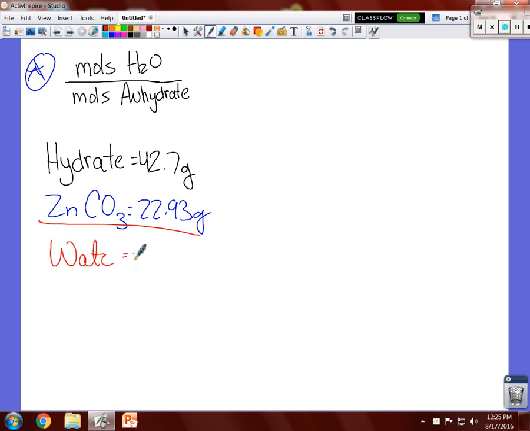Now, how did we know? And this is a laboratory style question. How would you know how much of the original 42.7 is 22.93 zinc carbonate? What would you have to do to determine that? Experimentally. Not boil it. Boiling is for liquids. Dehydrate it. How do you dehydrate something? You must heat it up.